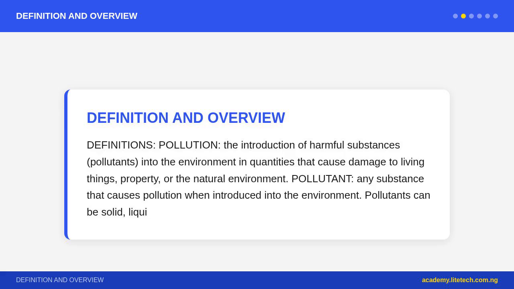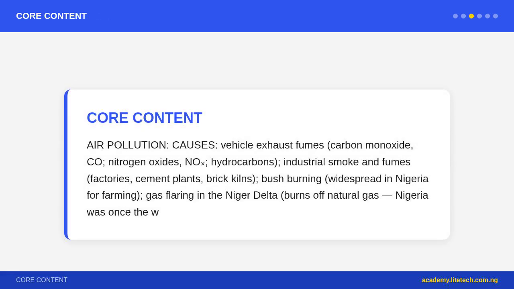Causes: oil spills in the Niger Delta, oil pipeline vandalism and equipment failure, industrial effluents discharged into rivers, domestic sewage and open defecation, agricultural runoff, fertilizers and pesticides, plastic and solid waste dumped in rivers and drainage channels, detergents and soap.